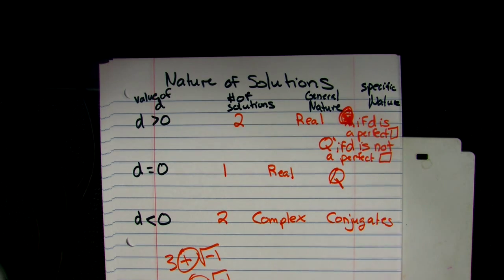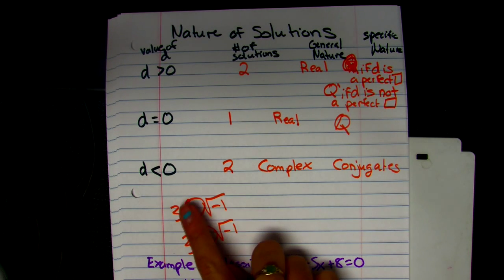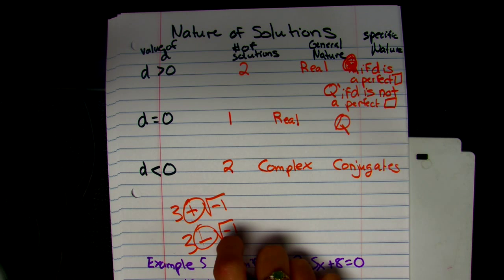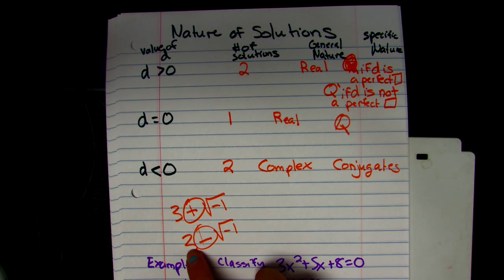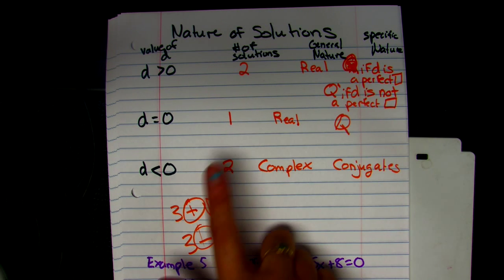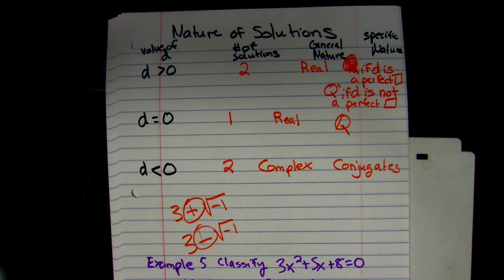And so we talked about what is a conjugate. And we said the conjugate is just the opposite of the operation. So if you have 3 plus the square root of negative 1, then you change it to 3 minus the square root of negative 1. And those are your two answers. So you get two answers, the plus and the minus.